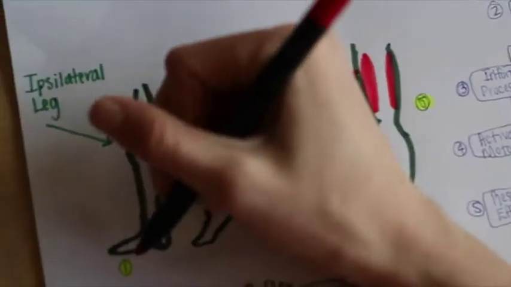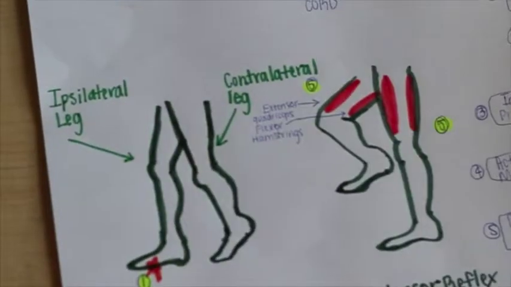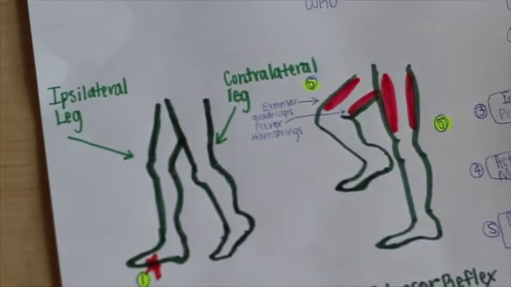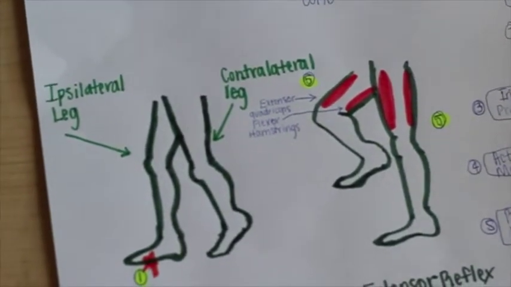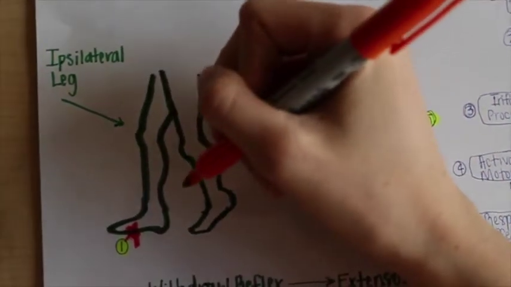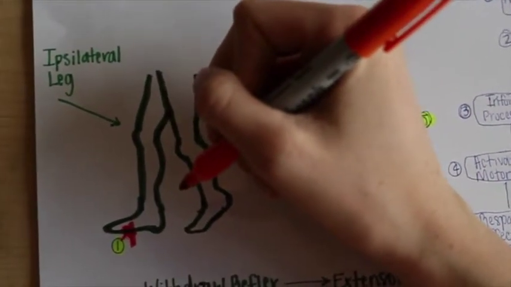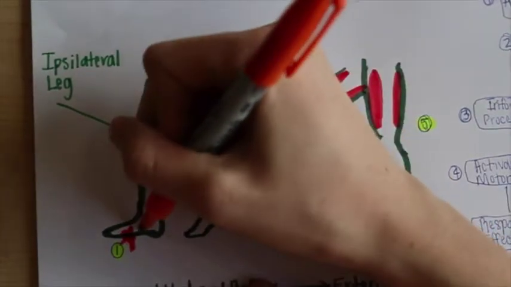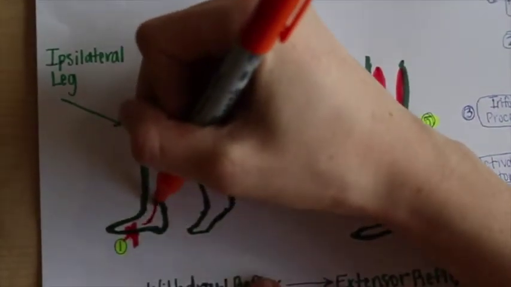The foot steps on a tack, activating pain impulses which initiate the cross-extensor reflex system to begin. The sensory receptor or pain receptor is now activated, sending action potentials towards the spinal cord through the pseudopolar somatic sensory neuron.